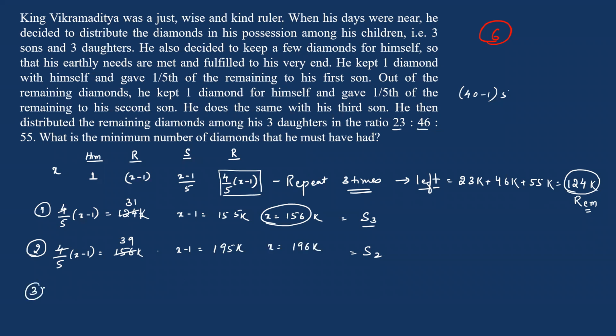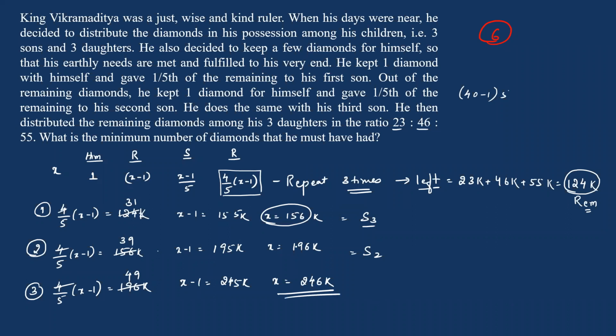Now finally step 3 will be from the beginning in the reverse order. 4 by 5 of (x minus 1) is equal to 196k. 4 fours are 16 and then 36, 4 nines are 36. Now 49 minus 1, that is 250 minus 5, that is 245. So we have x minus 1 is equal to 245k, or the value of x is equal to 246k.